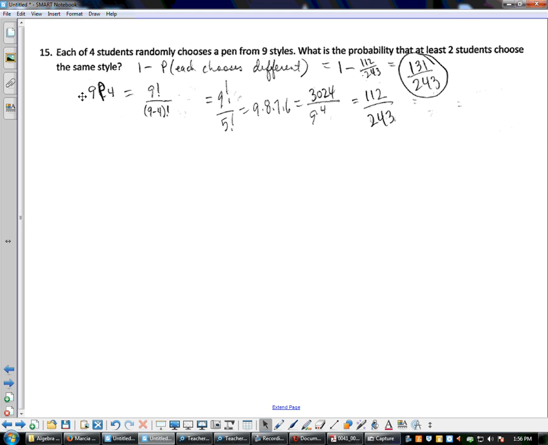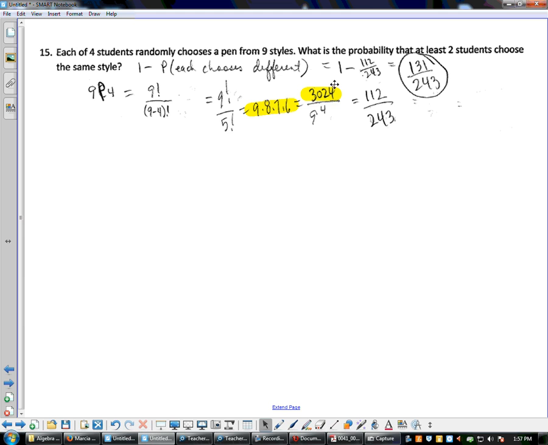Well, that's going to be 9 choose 4, which is 9 factorial over 9 minus 4 factorial. That's going to be 9 factorial over 5 factorial. That's 9 times 8 times 7 times 6. That's 3,024. That's just the number, right? So this is just equal to this, but we want to divide by the total different ways that these 4 students can randomly choose a pen from 9 different styles, and that is 9 times 9 times 9 times 9, or 9 to the 4th.